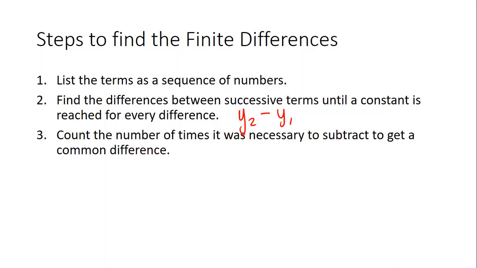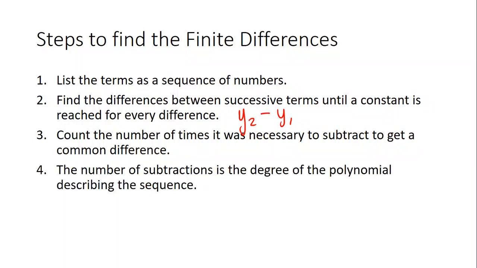And then you're going to count the number of times it takes you to get a common difference, all right? And how many times it takes you, that's the degree of the polynomial.